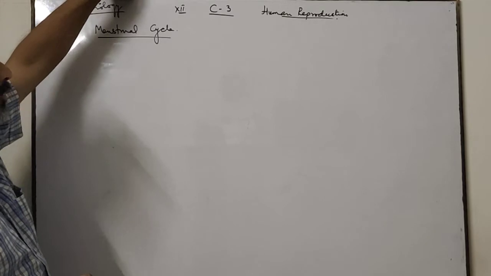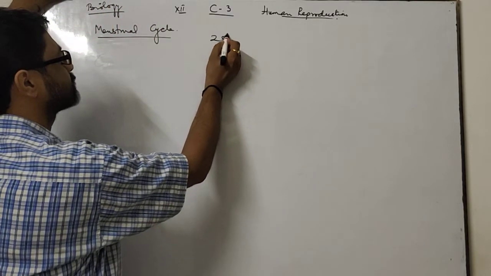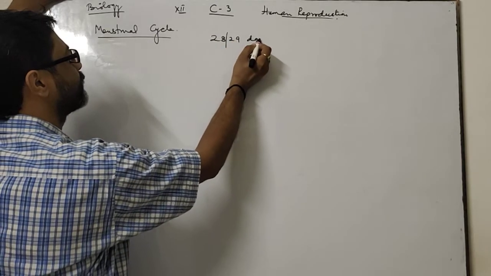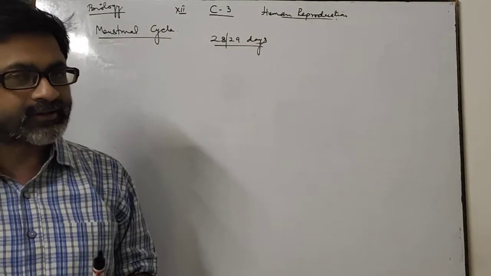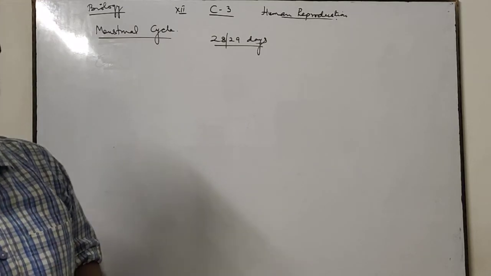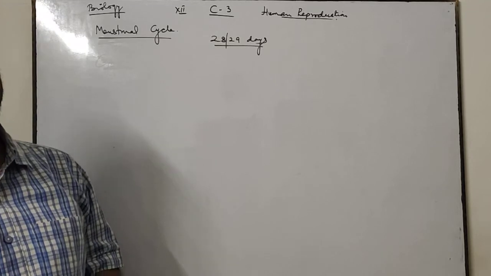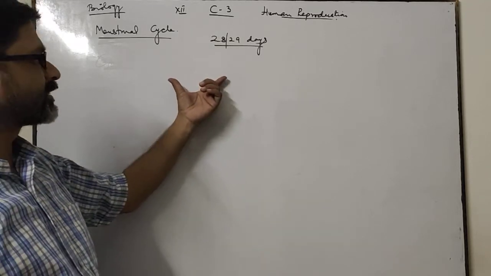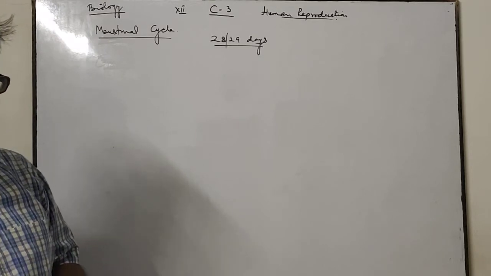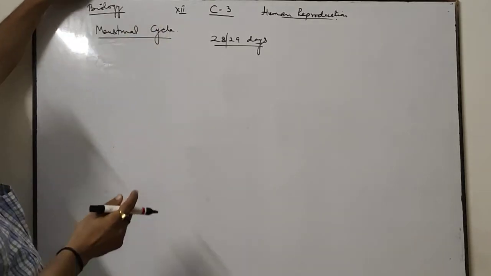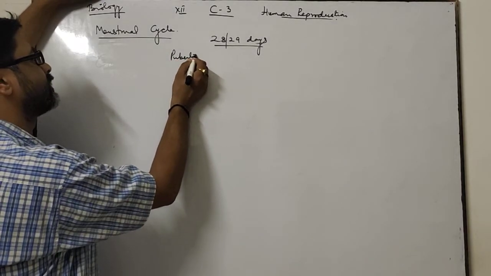You know that in human females a regular cycle takes place at an interval of 28 to 29 days. This cycle is known as the menstrual cycle. It takes place in females, hence it is also known as the female cycle. This cycle takes place only in females when they are mature, that is, at puberty, this cycle starts.